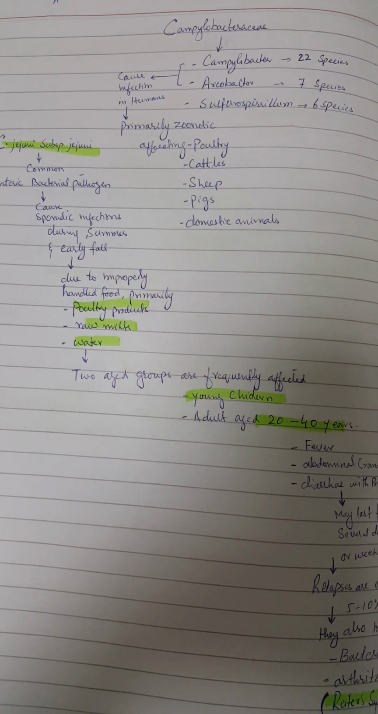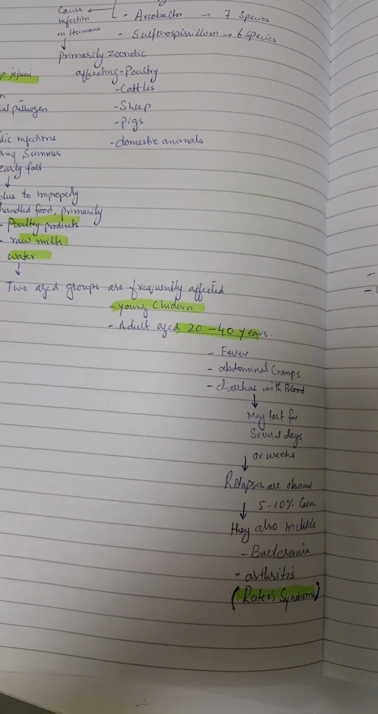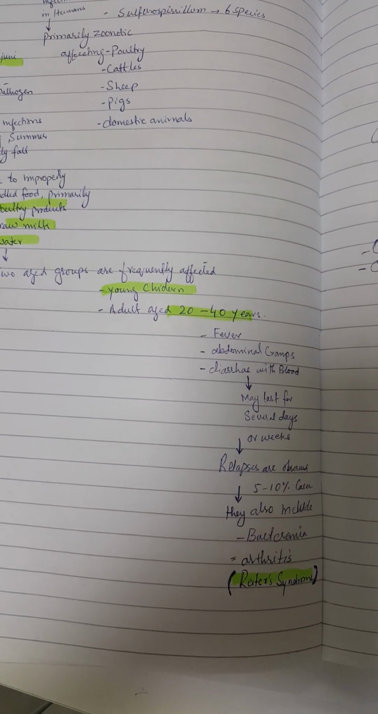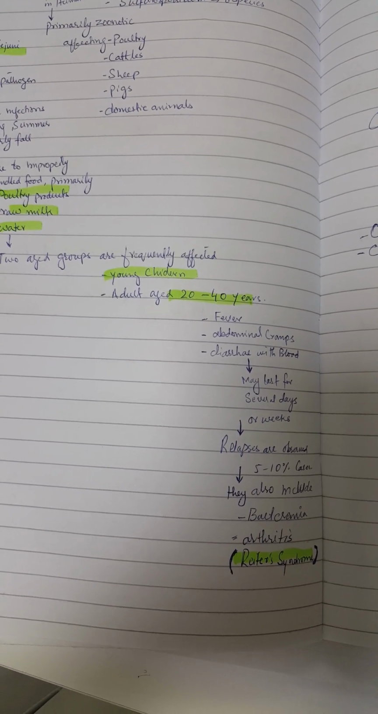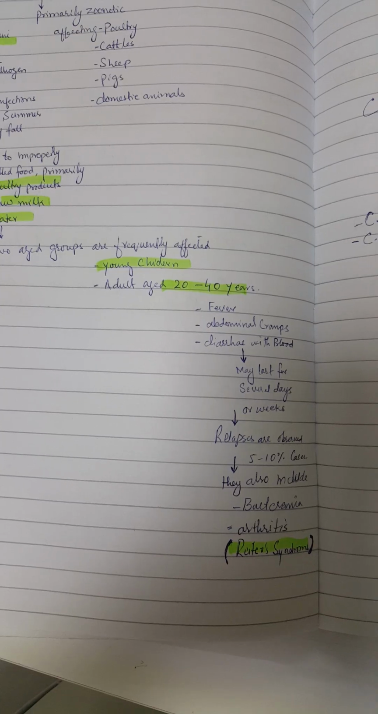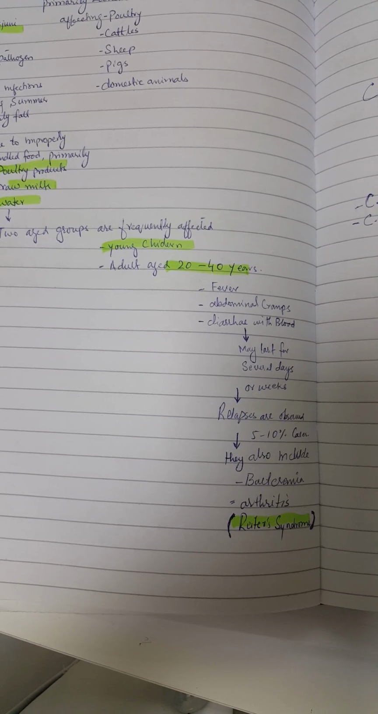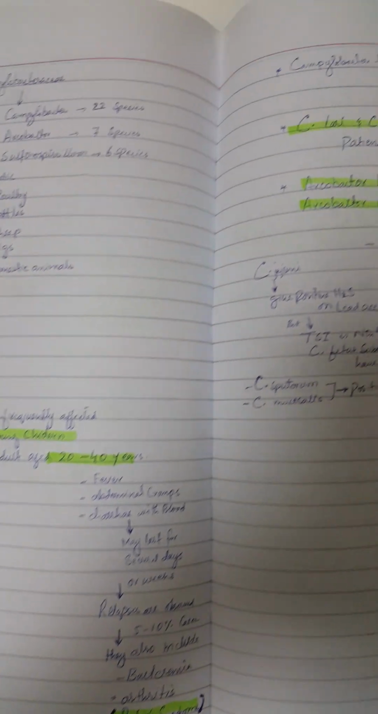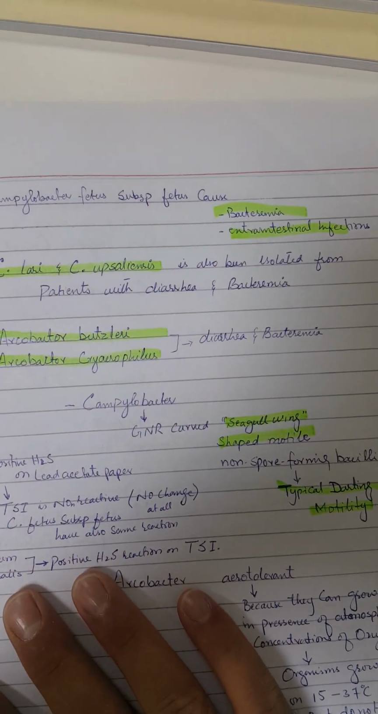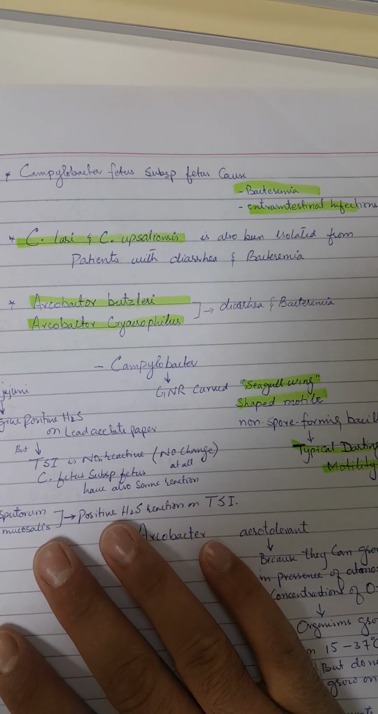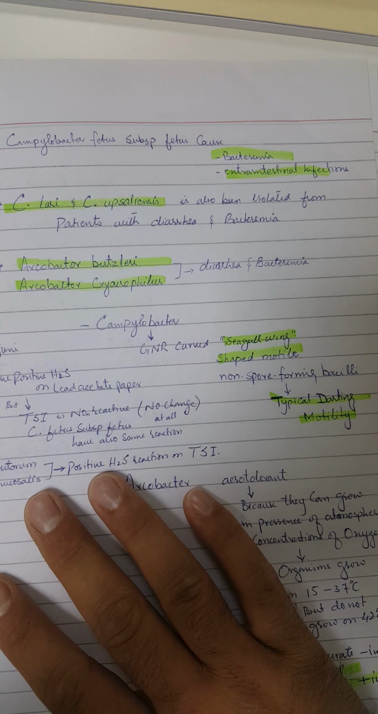Two age groups are frequently affected: young children and adults from 20 to 40 years of age. The first signs are fever, abdominal cramps, and diarrhea with blood, which may last for several days or weeks, and relapses are observed in 5 to 10% of cases. They also include bacteremia, arthritis, and Reiter syndromes. Campylobacter fetus subspecies fetus causes bacteremia and extra-intestinal infection, and C. lari and C. upsaliensis have also been isolated from patients with diarrhea and bacteremia.